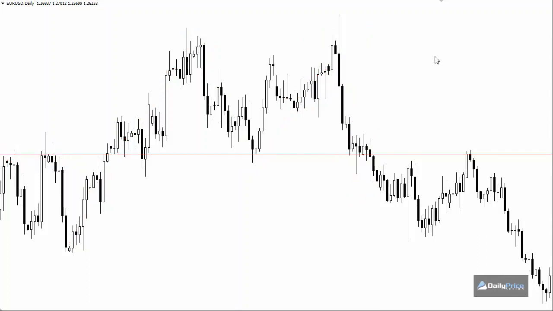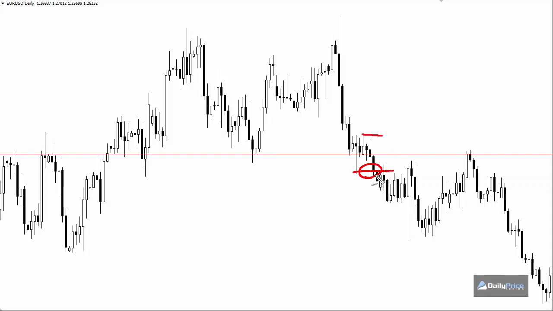Okay, so let me just clear this off here, and we're going to talk about where the entry comes. All right, now once again we have our confirmed double top with a close below the neckline. Now a lot of people like to just go ahead and sell at market right here. Okay, so as soon as the market closes below this level, they like to sell here and place their stop up here above the neckline.